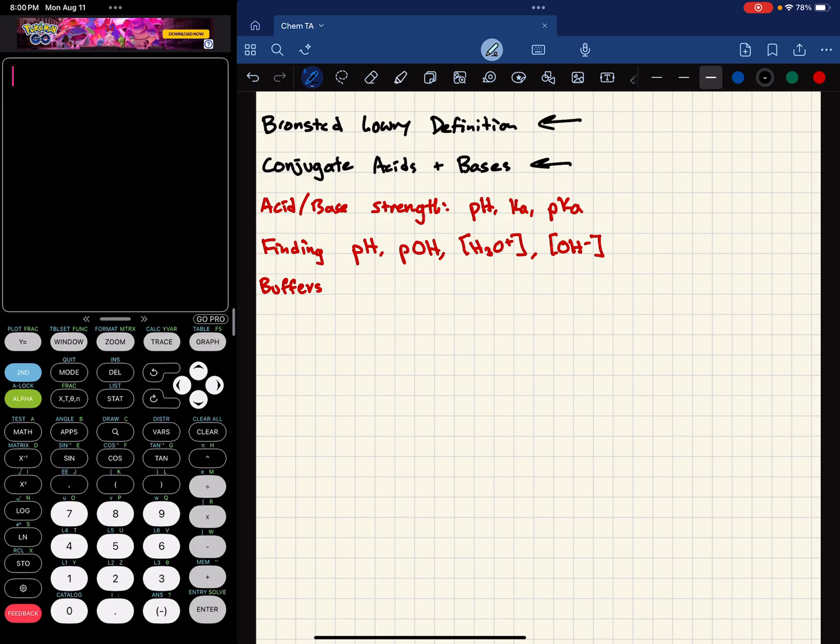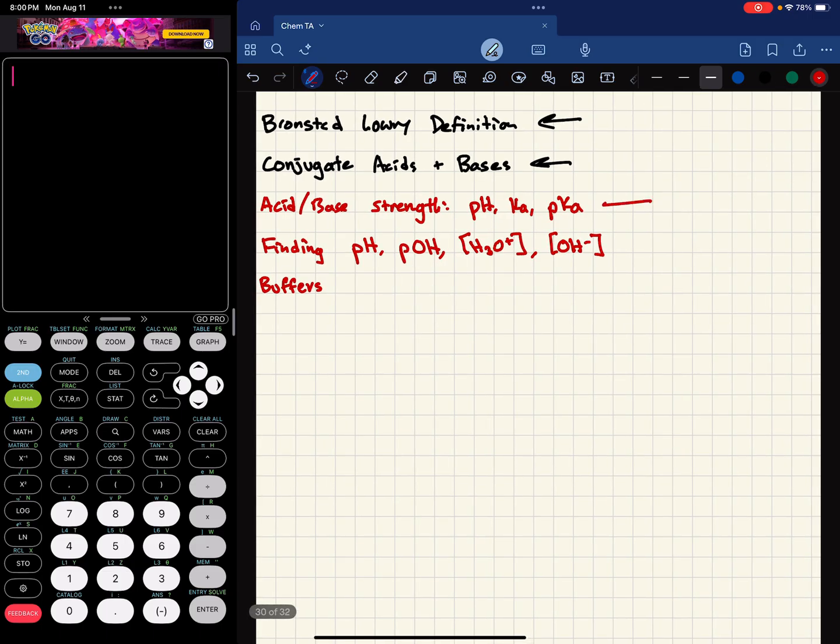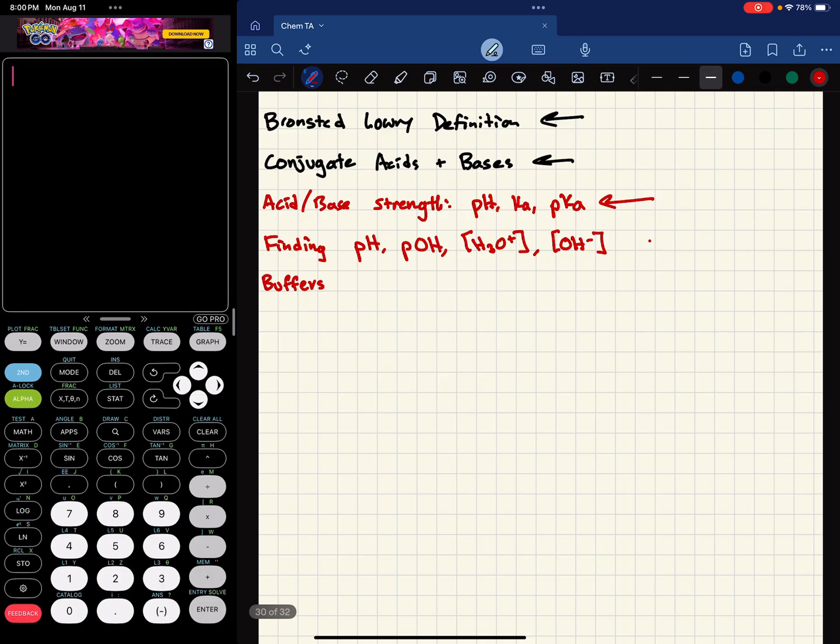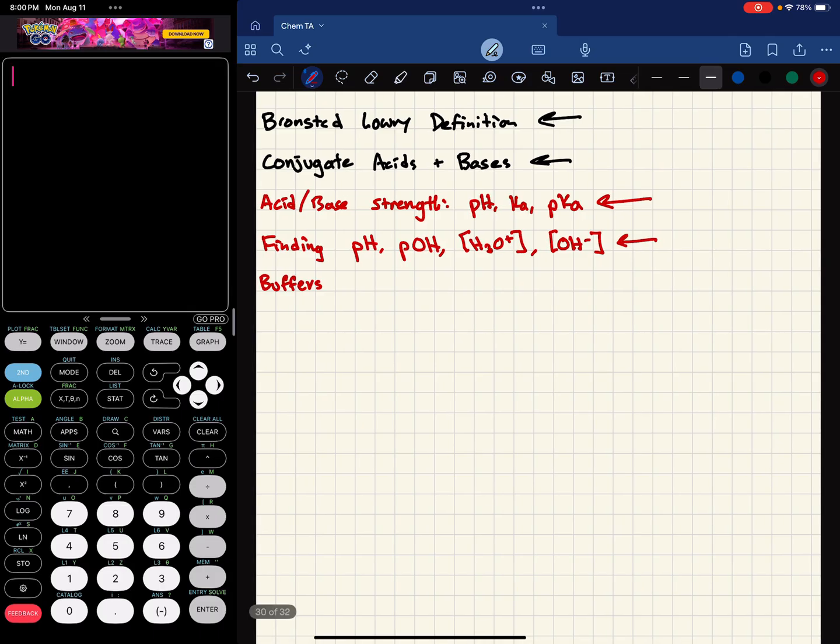Today, I'm just going to mainly focus on these 2 points. Acid-base strength, so pH, Ka, pKa, what those terms mean and when we're comparing them. Also calculating them, how we can calculate the pH from an acid-base situation. And then going between those calculations, if we have pH, pOH, H3O+, moving through those calculations. And then buffers. Just buffers and what a buffer is and calculations with those as well. Okay.